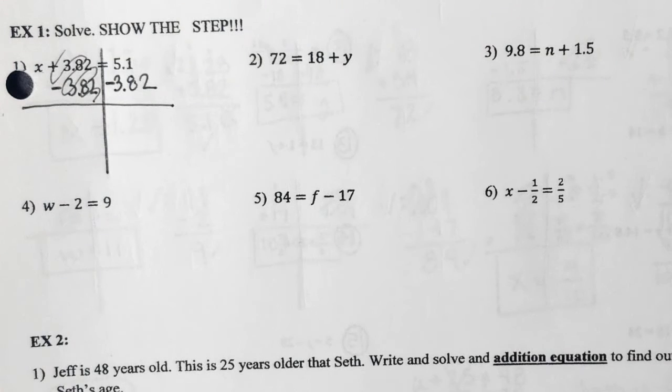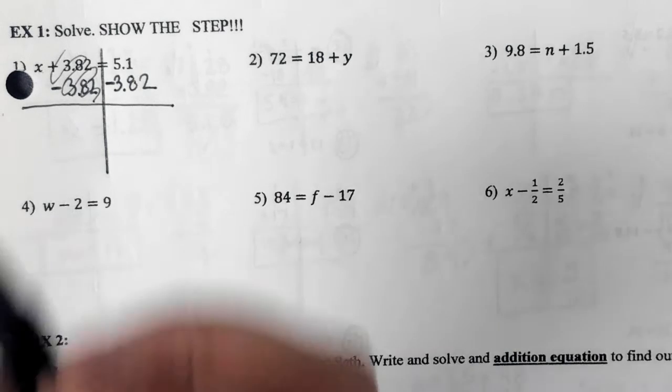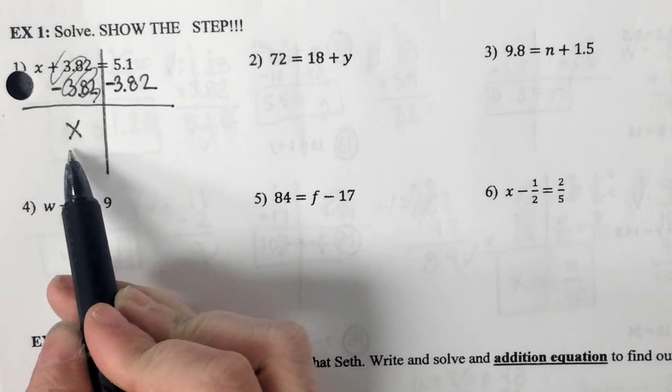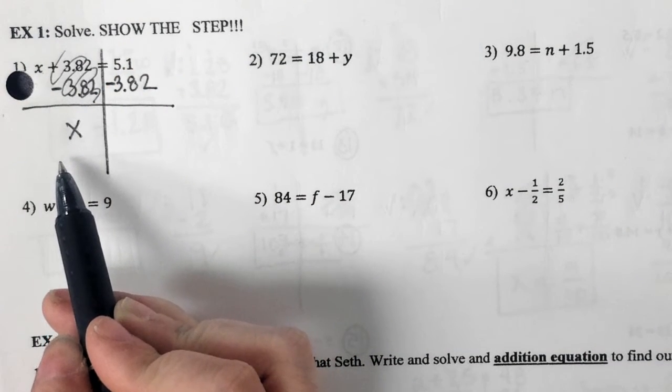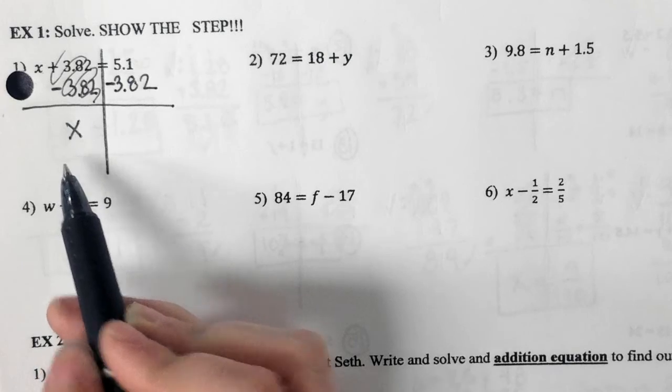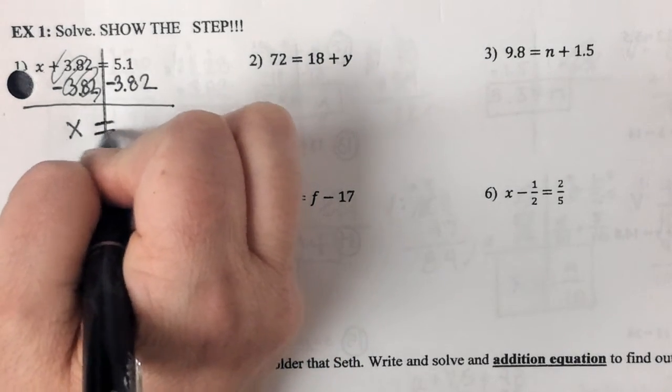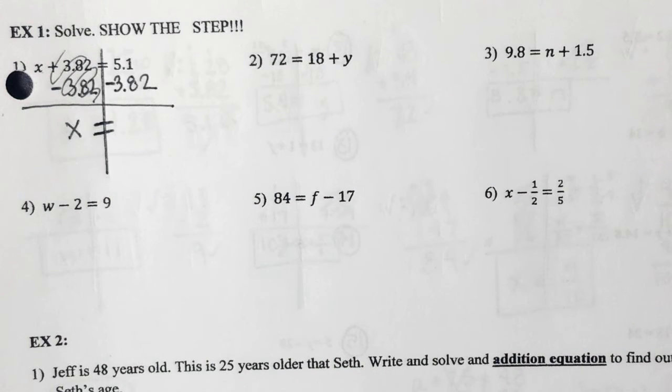Do y'all agree 3.82 minus 3.82 is 0? Yeah. And what is x plus 0? Just x, right? Adding 0 to anything. So I'm just going to make that an x now. So now you'll notice x is isolated. X is by itself. That line that we drew shows me where that equal sign has to stay. The equal sign is always splitting it up, so we need to keep that there.